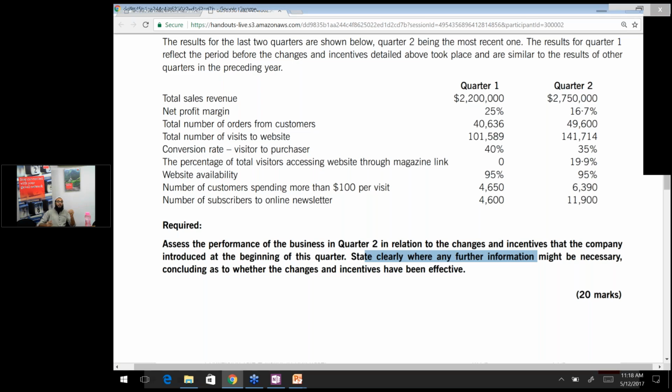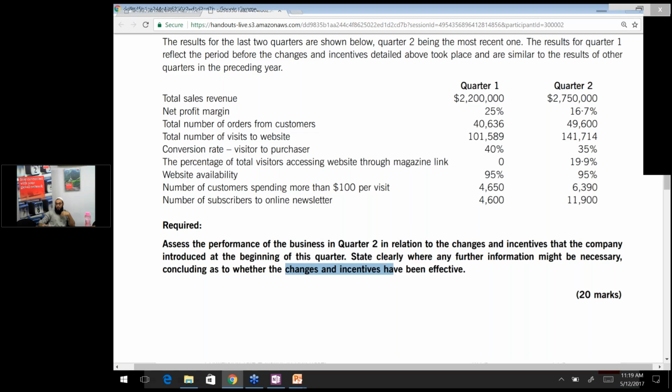But it's not that you mention everywhere that there is a lack of information. I'm sure that would become strange. Plus you have to conclude about what? Whether changes and incentives have been effective or not. So this is the conclusion that you have to give here. Okay? So first of all, let's apply the tactic that I told you. And that was what? Calculate the ratio. So ratio calculation you need to do first.